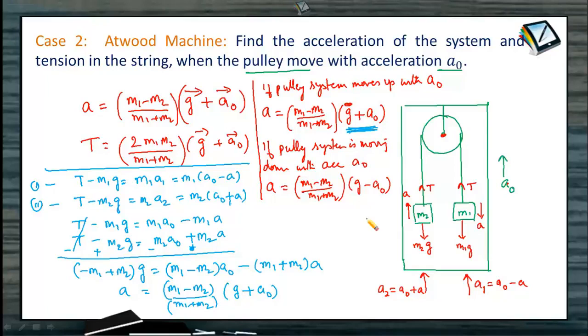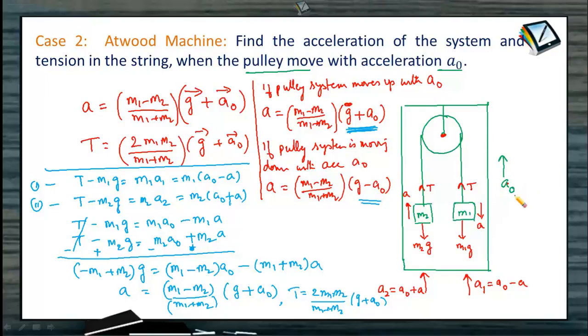When the system is moving down, we'll get G minus A0. Similarly, tension can be written as 2 M1 M2 divided by (M1 plus M2) into (G plus A0) when the pulley is moving up, and (G minus A0) when the pulley is moving down. So the Atwood machine is practically a machine with two masses M1 and M2 and a pulley system. If the pulley system is at rest, it's very easy: just draw two free body diagrams and calculate the acceleration.